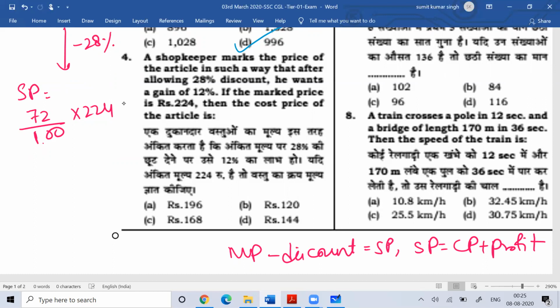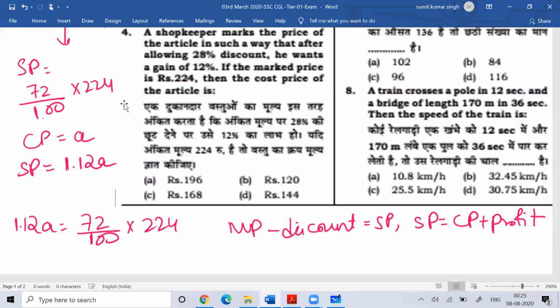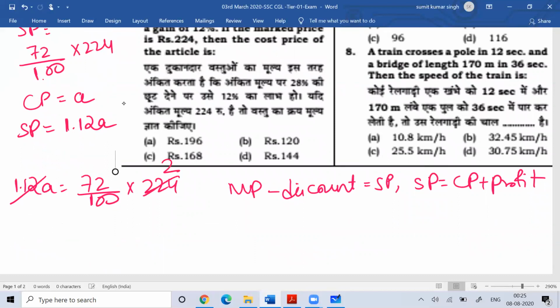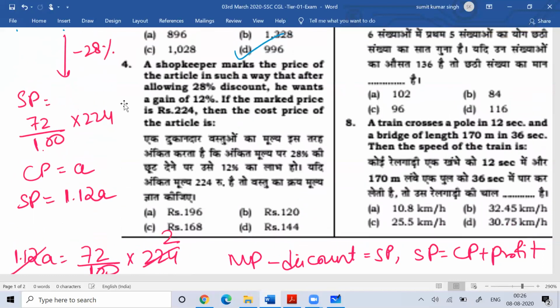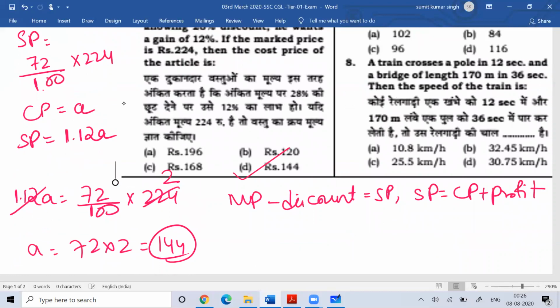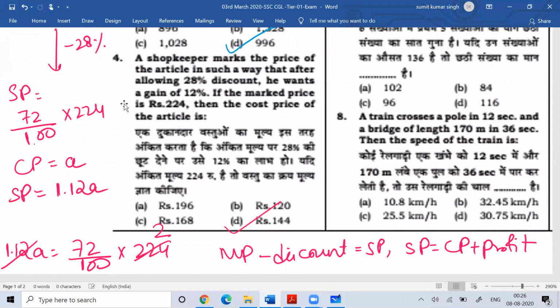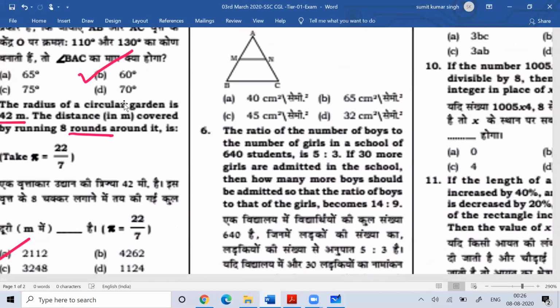So here you want to get a gain of 12%. If your cost price is A, then your selling price will be 1.12A. So this 1.12A is equal to 72 times 224, divided by 100. So the 100 gets cancelled. The value of A is 72 into 144... So what is the cost price of the article? The answer is 144. And all are easy questions.